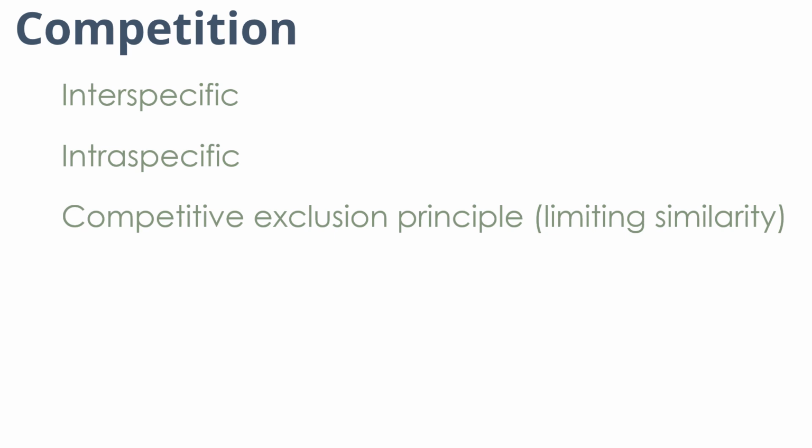This is often done to test the competitive exclusion principle, which states that two species cannot occupy the same niche in the same habitat. In other words, different species cannot coexist in a community if they are competing for all of the exact same resources. This is also known as limiting similarity, where there's a limit on how similar species can be in their resource requirements.